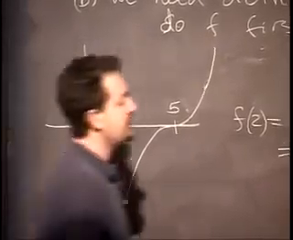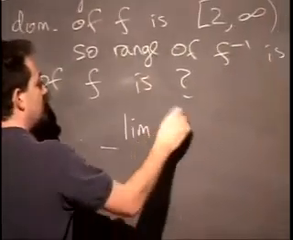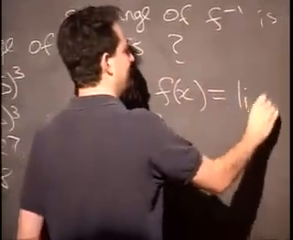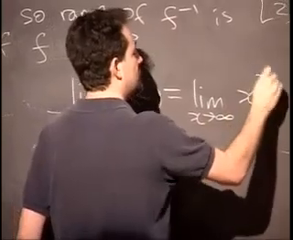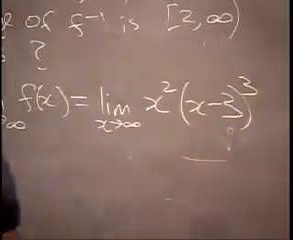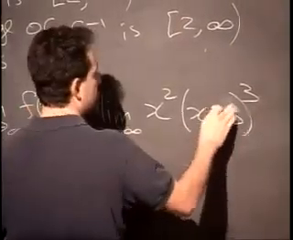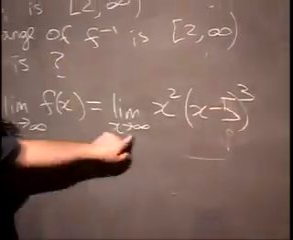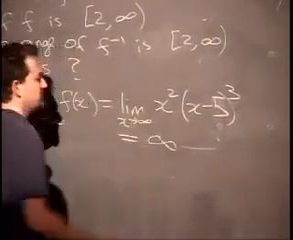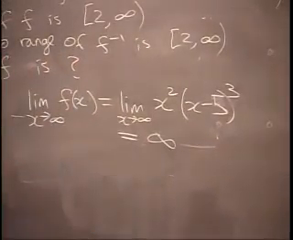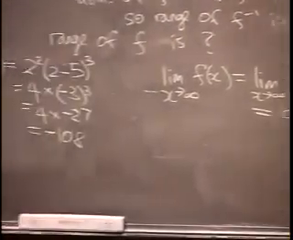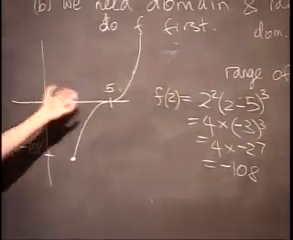Well, if you take the limit of f of x as x goes to infinity, this is just the limit of x squared times x minus 3 all cubed. That's what the function is. Oh, x minus 5 all cubed, my apologies. So when x gets really big, this gets really big, this gets really big, of course this limit is infinity. It's not even a poly over poly. There's nothing to do. It's just humongous. So actually, it keeps on going. It does not tail off. So my question for you is, what is the range of f?